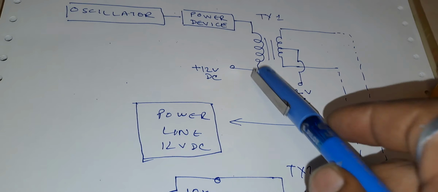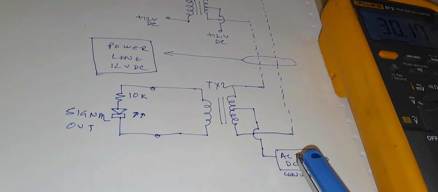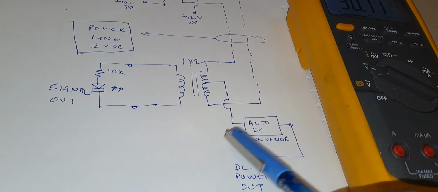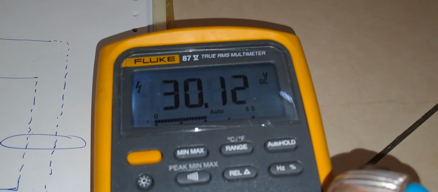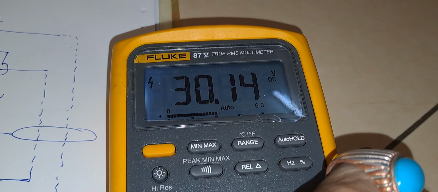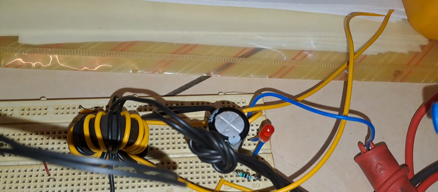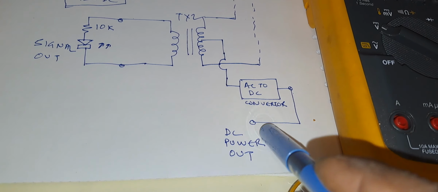So I have pumped in plus 12 volts DC and here I will get some DC based on the transformation ratio. I am getting a 30 volts DC signal because I have a higher turns ratio. I am amplifying this DC. So this is the DC output.